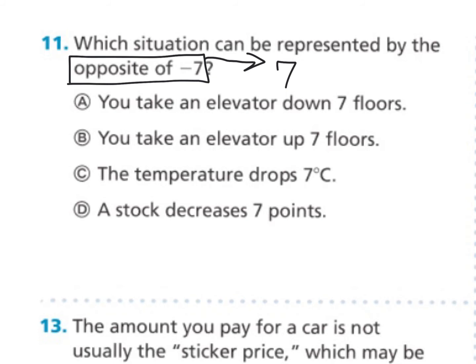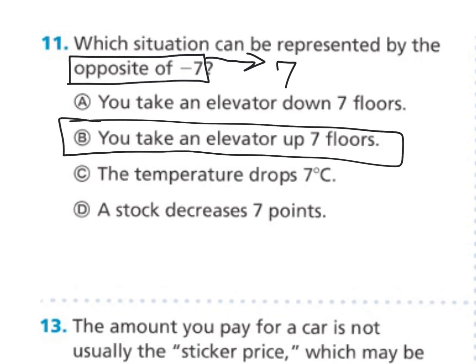So you take an elevator down 7 floors, you take an elevator up 7 floors, the temperature drops 7 degrees Celsius, a stock decreases 7 points. The one that would represent 7 would be taking an elevator up 7 floors, a positive 7. All the others would be negative 7. Okay, so watch the wording there. Opposite of negative 7 is 7, and then we get started working the problem.